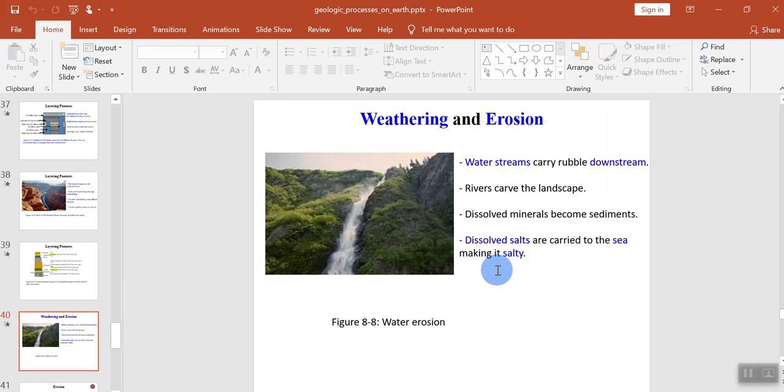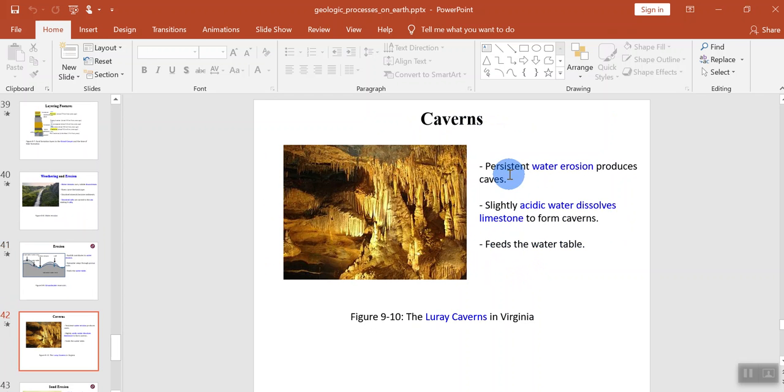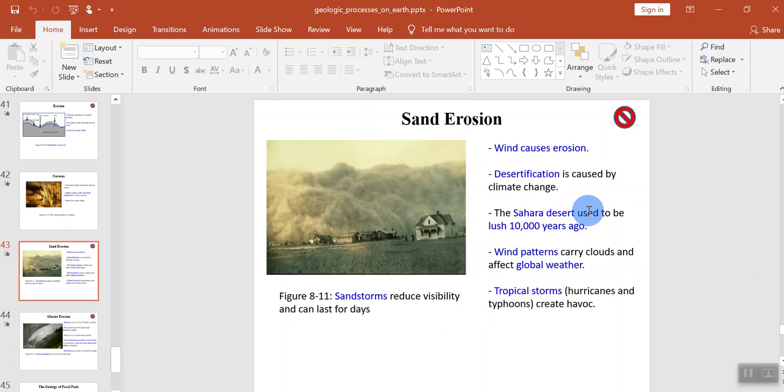All right. We said that water streams carry rubble downstream. We said that dissolved salts are carried to the sea, making it salty, and then forming sedimentary rocks in the ocean and on the bottom of lakes. This is Luray Caverns. When limestone dissolves in acidic water, it forms caverns.